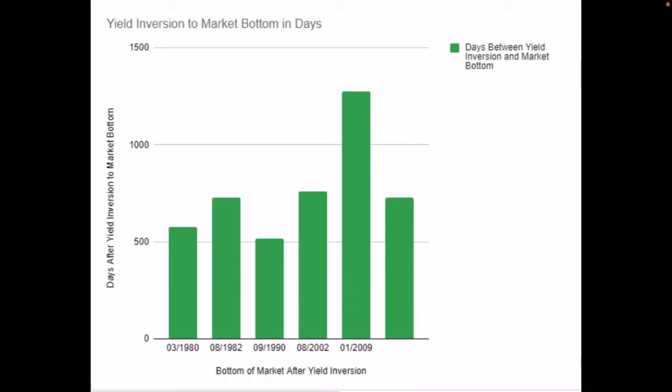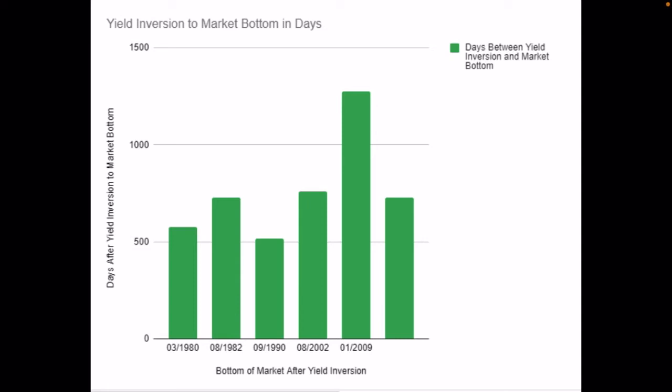Welcome to the video. I have in this chart six times that the yield curve inverted and how many days after it inverted that we reached the bottom of the market.